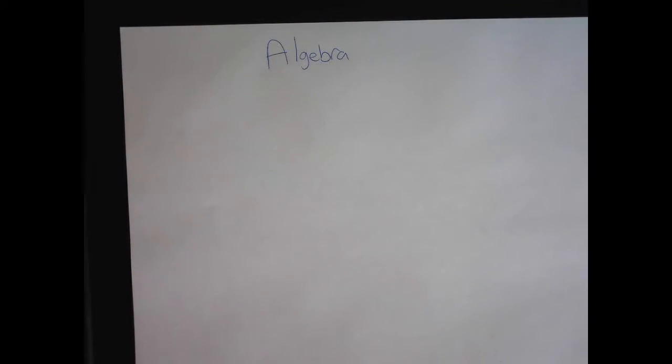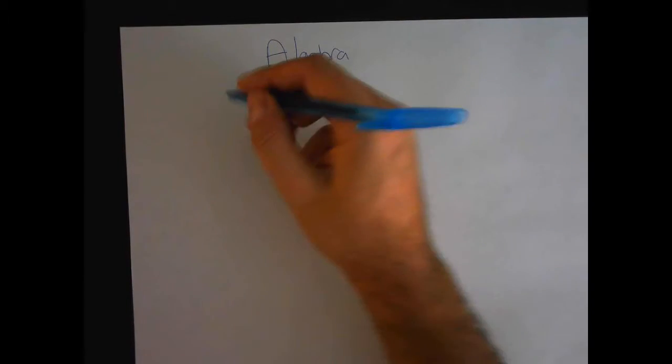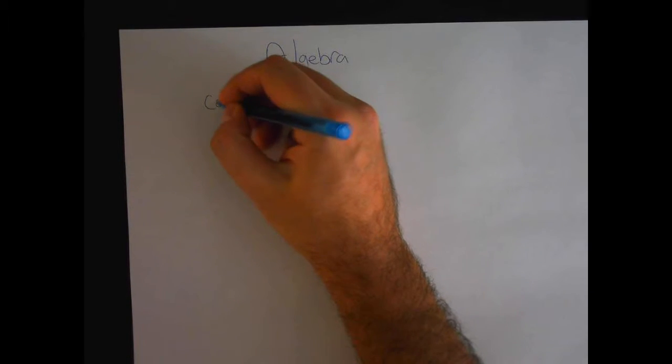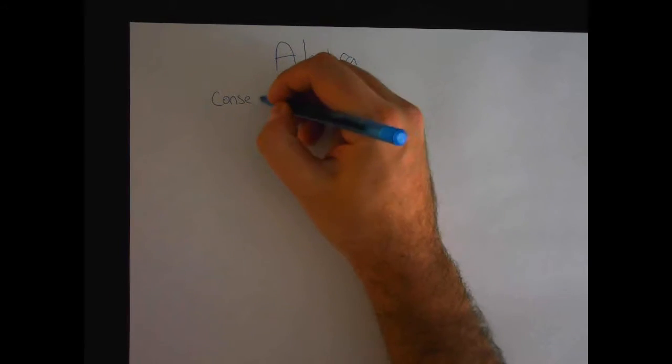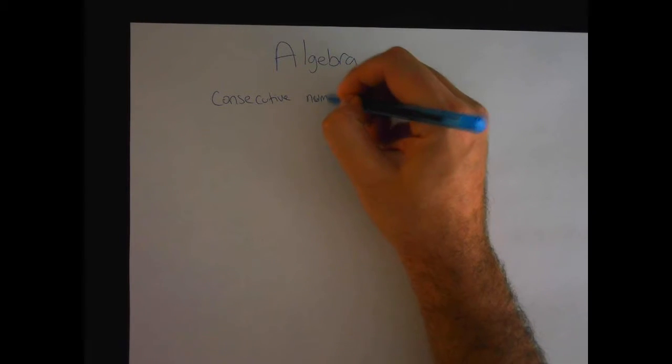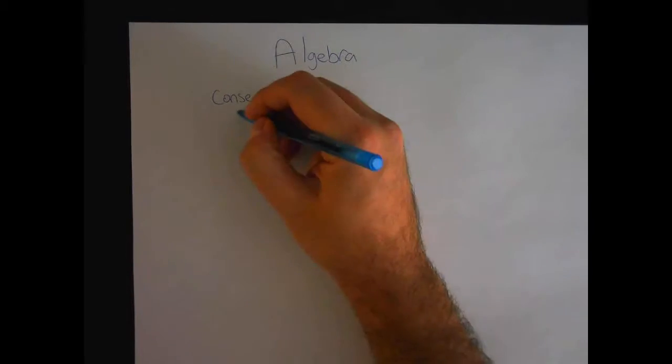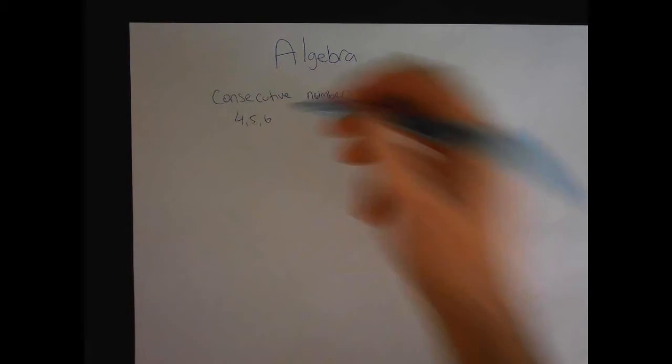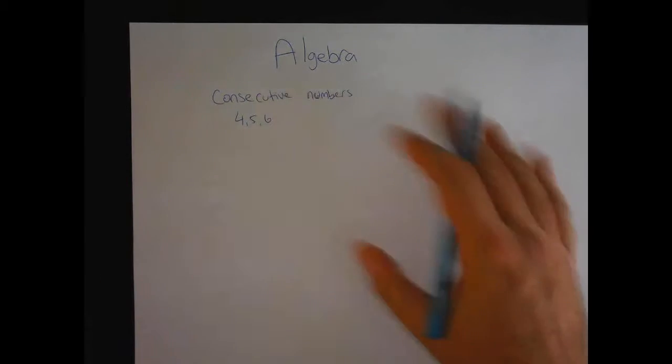So today we're going to look at how to write down algebraic expressions using consecutive numbers. Consecutive numbers are numbers that are in order. So for example, 4, 5, 6, they're consecutive numbers.